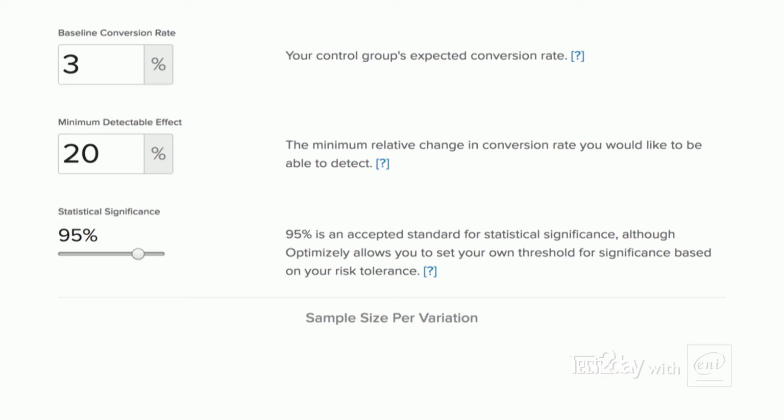The sample size that you're going to need is going to be 13,000 per variation. What that means is, if you have a 3% conversion rate and you're going to measure a 20% minimum change, you need 26,000 people if you have 2 variants in total in your sample size, so that you can actually make a decision which helps you in deciding whether your changes stay or not.